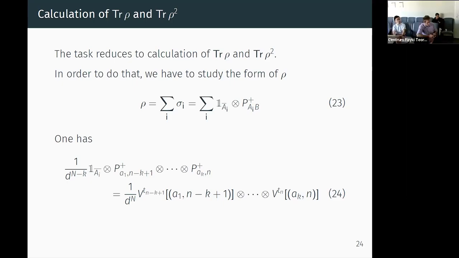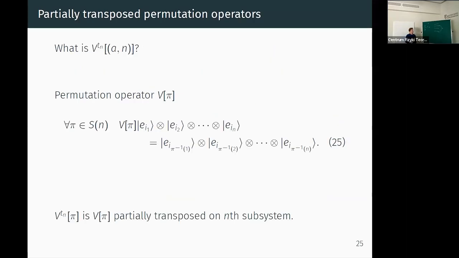So the signal states, as I mentioned, are identities and psi plus or p plus on between ports Ai and Bi, and these operators are so-called partial transpose permutation operators. And what are they? So let's first recall what permutation operators are. A permutation operator, which acts on an n-fold tensor product of d-dimensional complex space, acts on basis vectors in such a manner.